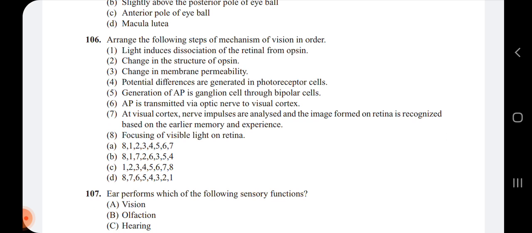When the opsin structure changes, there will be a change in the permeability of the membrane. So when membrane permeability changes, a potential difference is generated. When that potential difference is generated in photoreceptor cells, it is going to generate the action potential in the ganglion cell. Through the bipolar cells, it is going to reach the optic nerve. From the optic nerve, it is sent to the visual cortex. There the visual cortex analyzes and helps in the recognition of the vision. So this is the correct mechanism of vision with respect to the proper order. So the answer is option A.